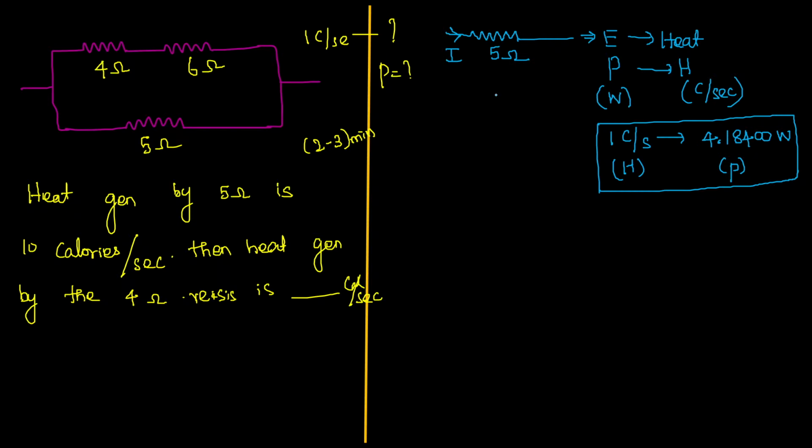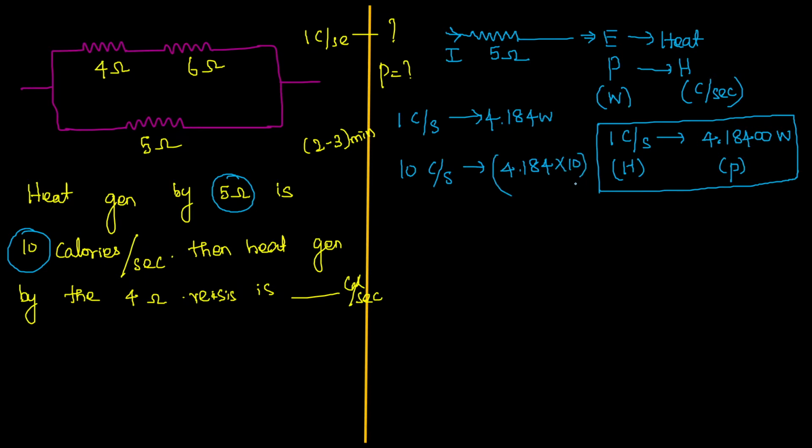Fine, sir. The statement in the question clearly says the heat generated by the 5 ohm resistor is 10 calories per second. We know 1 calorie per second is equal to 4.184 watts. Then 10 calories per second will be equal to 4.184 into 10 watts. Am I right, sir? So the total power consumed by the resistor is 41.84 watts in the given duration, that is per second.